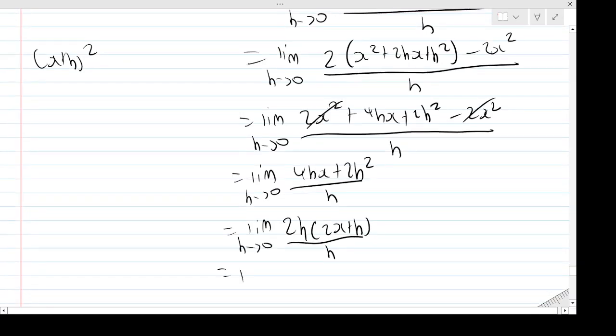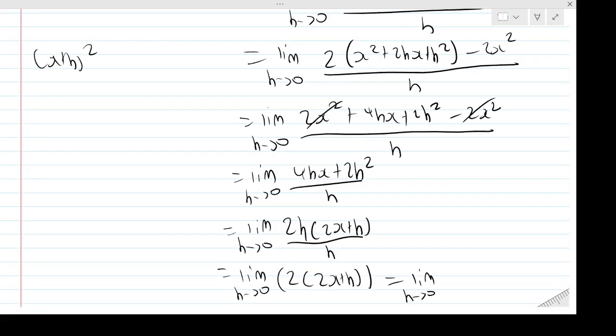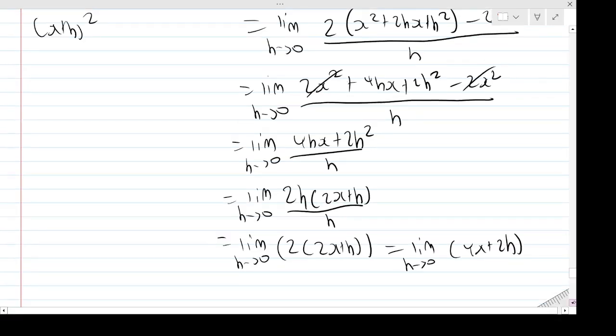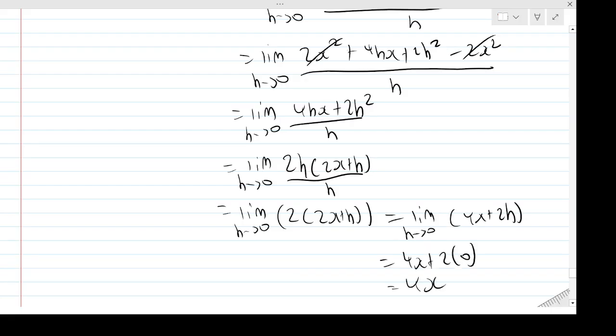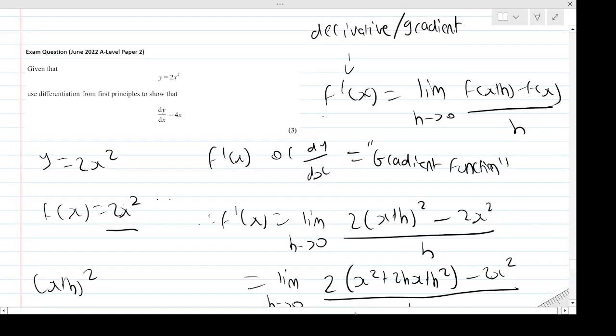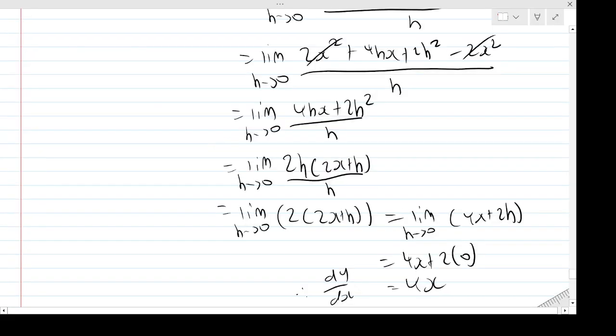So then I'm left with the limit as h tends to 0 of 2 lots of 2x plus h. And then if I expand that, I get 4x add 2h. At that point, I can consider pushing h to 0. So h goes to 0. When that happens, we get 4x add 2 lots of 0. But the 0 cancels and I'm left with just 4x. So therefore my gradient, dy dx, or f dash of x, no matter what you use, is 4x, and there we are.